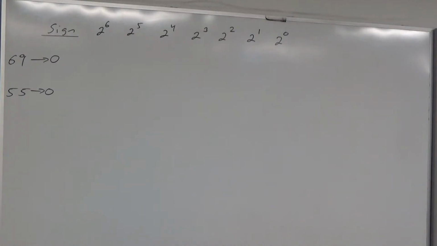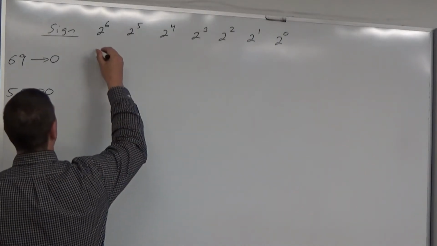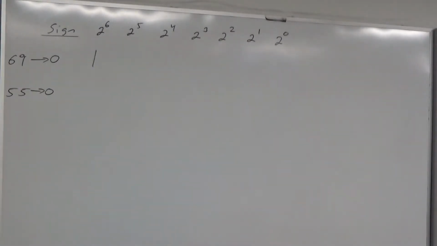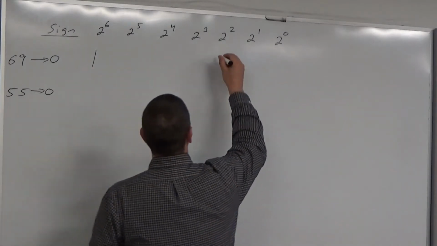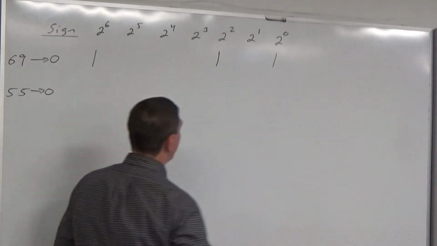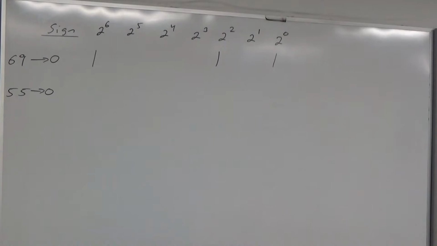Obviously 64, right? So that's 64 is that one. If we subtract 64 from 69, that leaves us with 5, right? Which is what two numbers in base 2? Basically, it will be 4 and 1. So we would just add 4, and we would add 1.